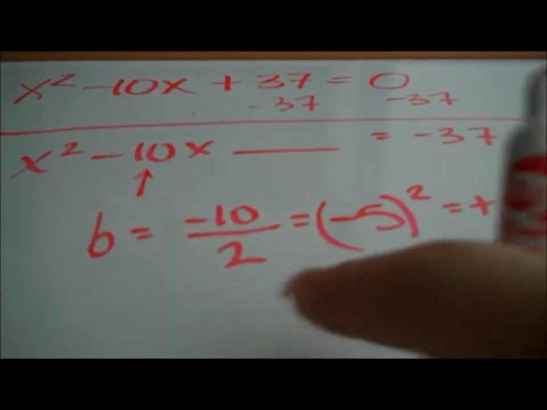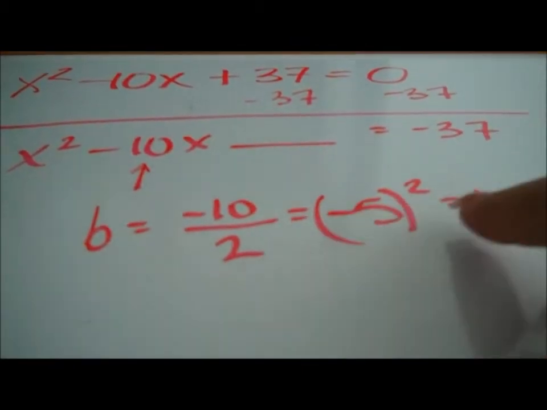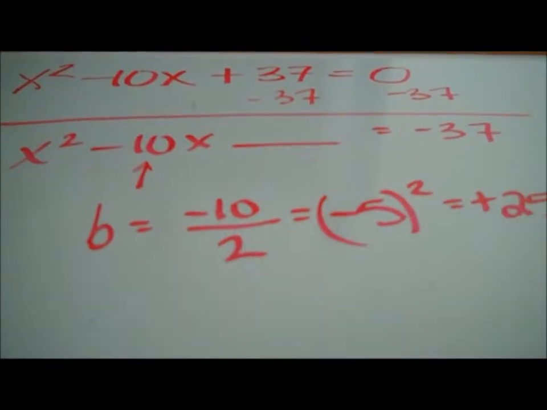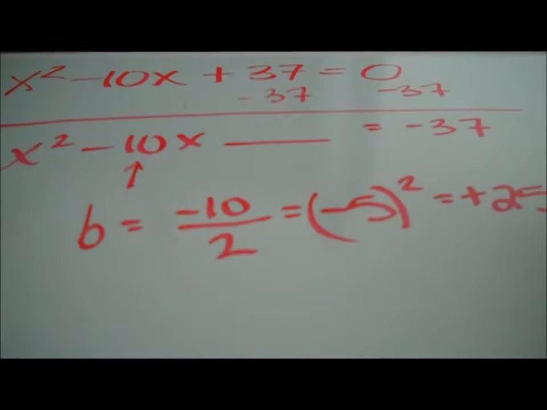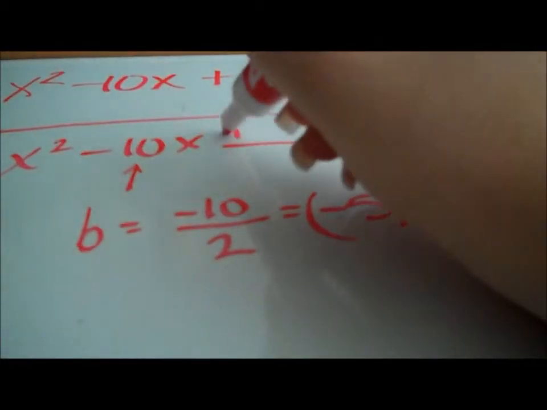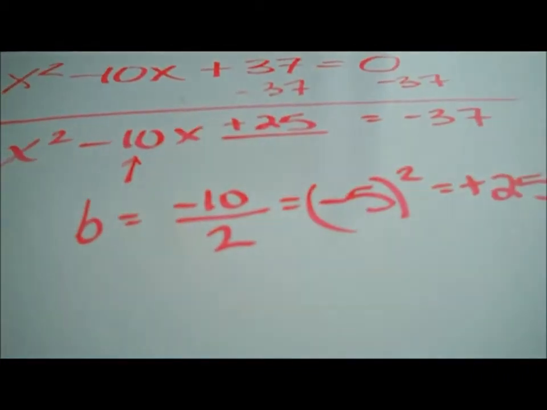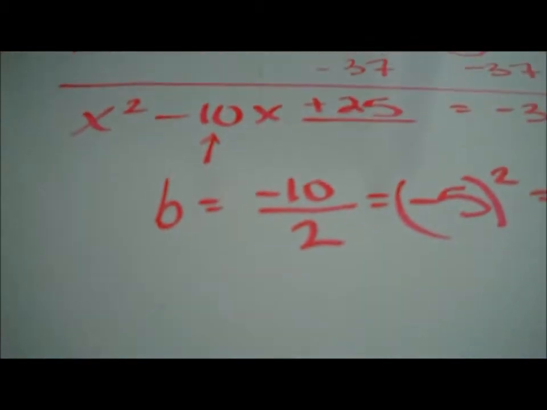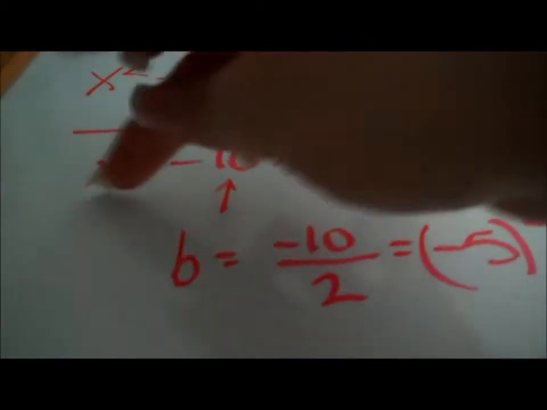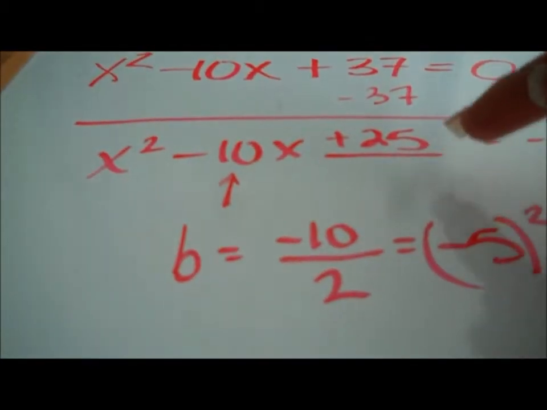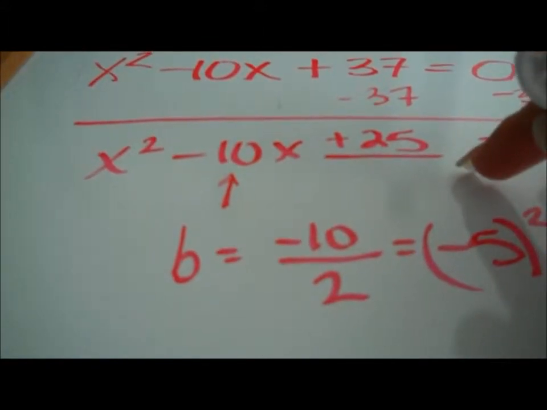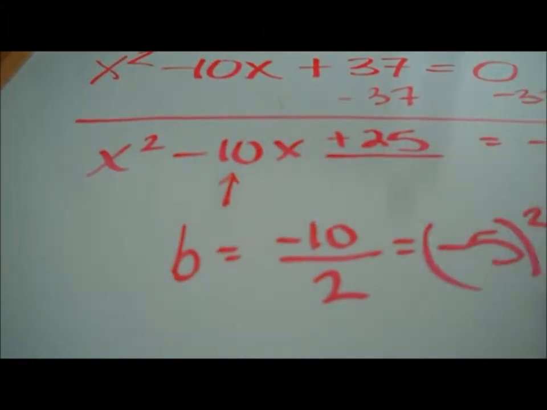Okay, so you always divide your b value by 2, and then you square it, and that will give you your new c value. So this positive 25 is going to go here with our c value. And if we notice now, this can be factored into an identical pair of binomials.